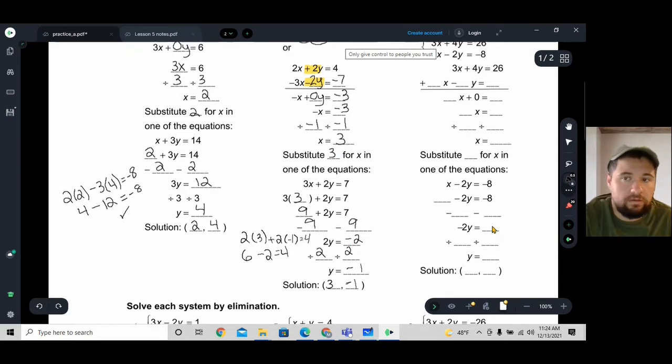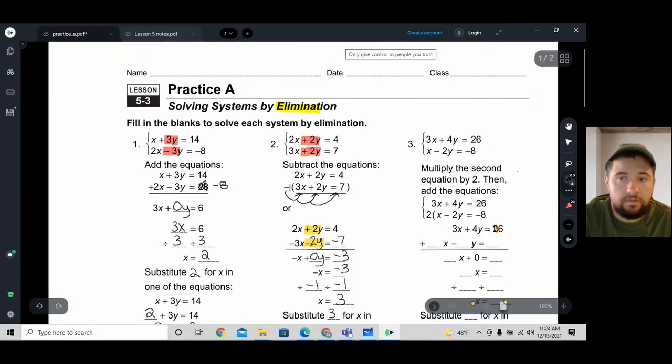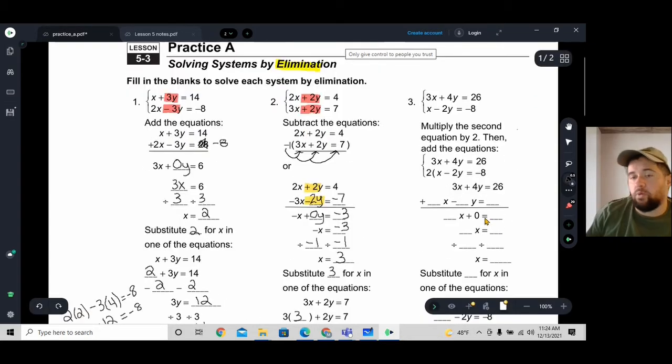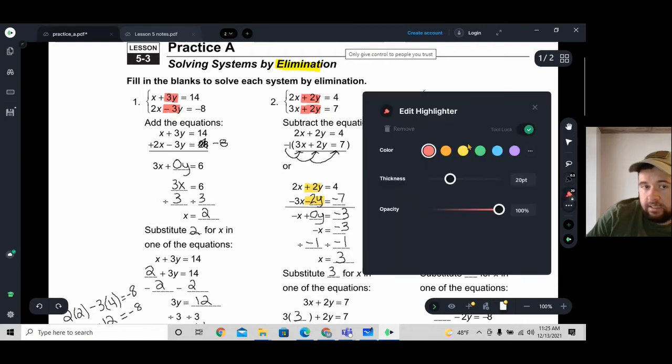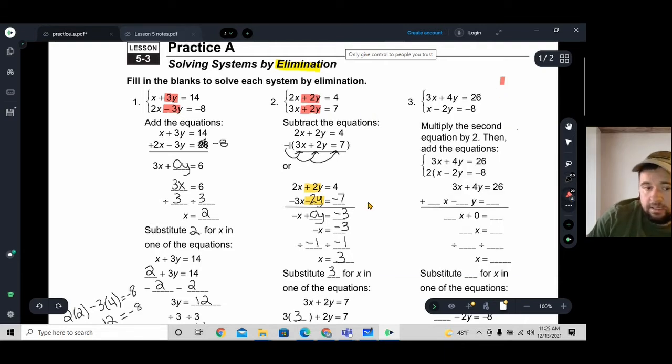We're going to try one more. 3x plus 4y is 26, and x minus 2y is negative 8. Now, what I see is I do not have two variables offset from each other. But I do have a positive 4y and a negative 4y.